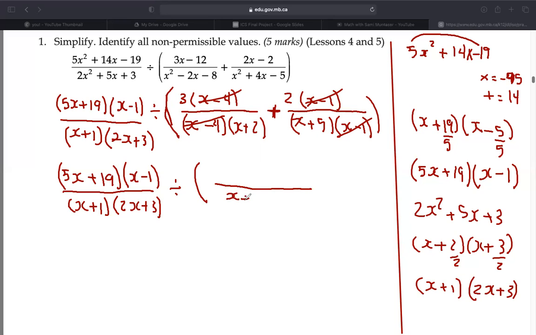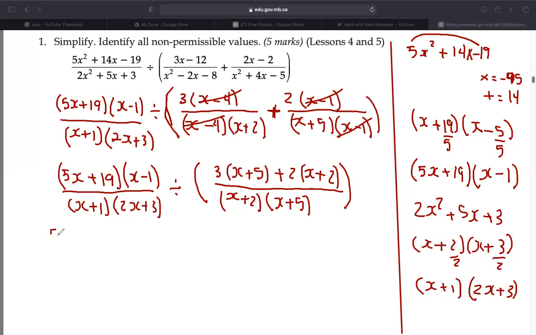So we could start doing common denominator here, and the common denominator is x plus 2 and x plus 5. So you know you have to multiply x plus 5 into the 3, so that's going to give me 3 brackets x plus 5 plus 2, and you know you have to multiply the x plus 2 right there, so you get x plus 2 right there.